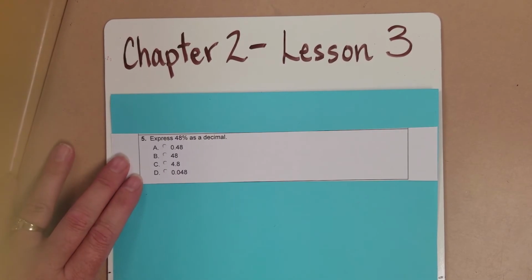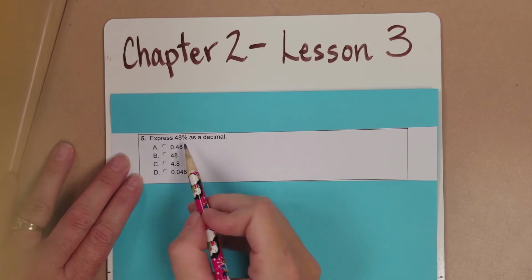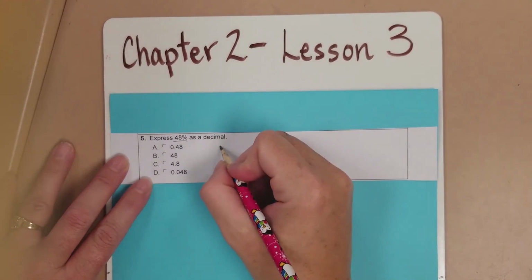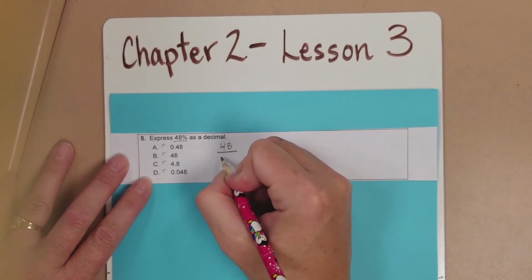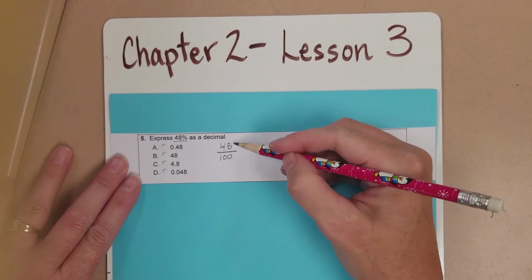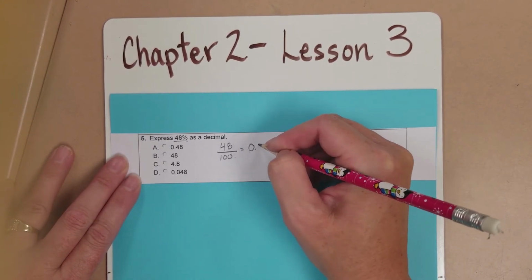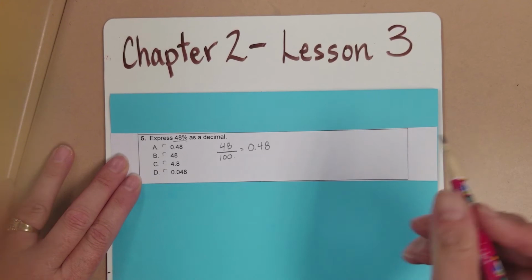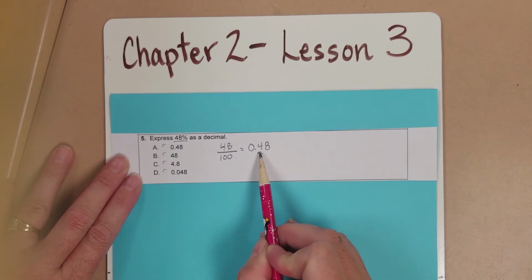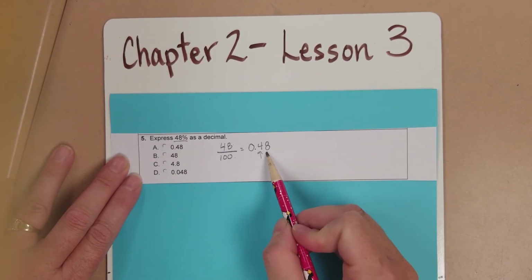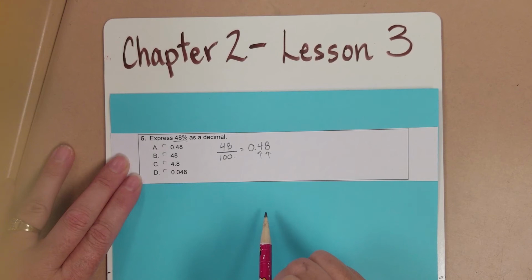Question number 5, express 48% as a decimal. 48% is 48 per 100. This reads 48 hundredths. I can write that as 0.48. The 4 is in the tenths place. The 8 is in the hundredths place.